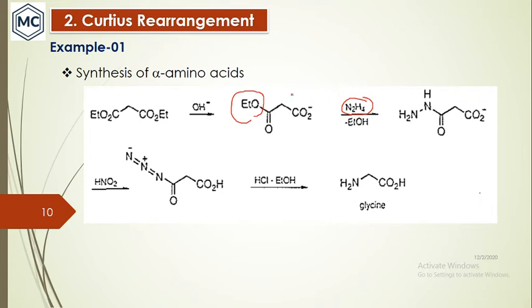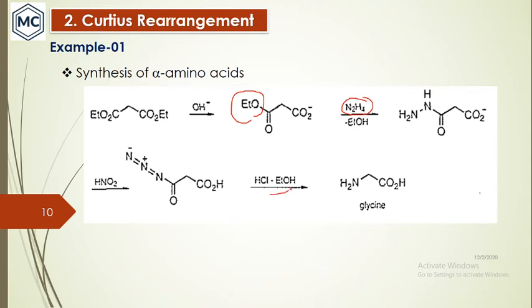This is a nucleophilic center. This can attack this carbonyl, and it leaves and forms the corresponding hydrazide. And finally, this is oxidized with HNO2 and forms the azide. So the Curtius reaction starting material is this azide, CON3.